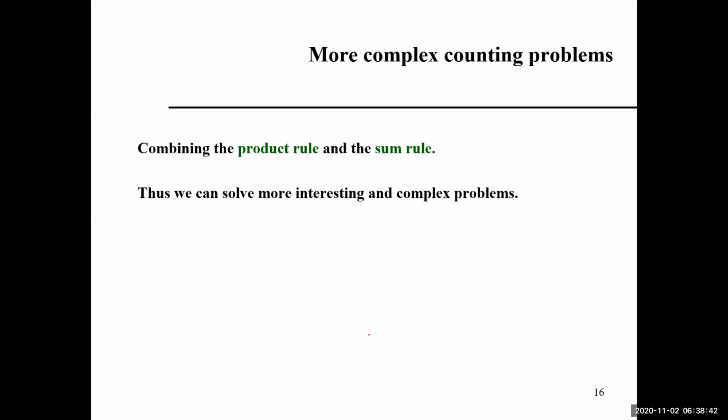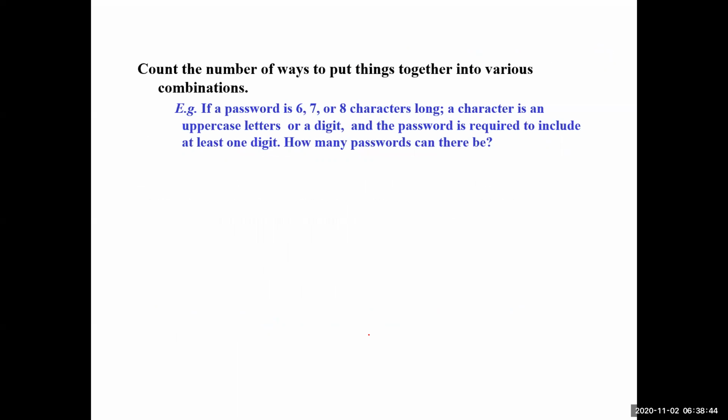Let's go to some more complex problems. Count the number of ways to put things together into various combinations. So this is a combination of sum and product rule. There was an earlier problem solved about the variable name generation. That was also a combination of sum and product rule.